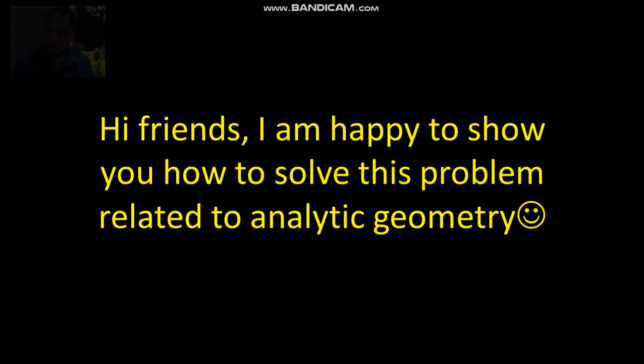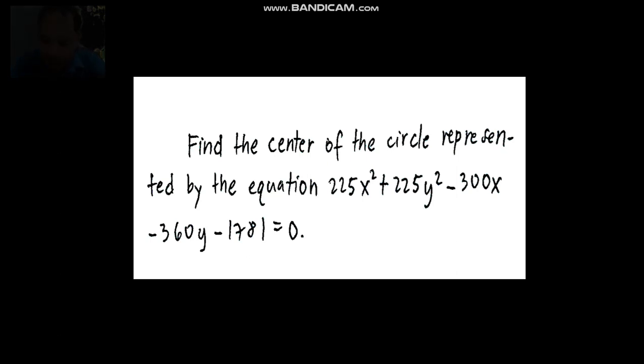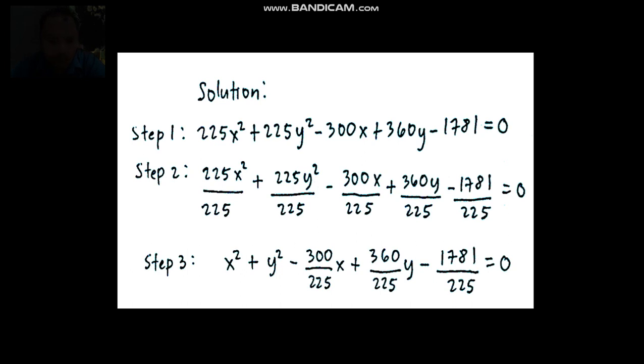Today I'm going to show you how to solve a problem related to analytic geometry. Okay, so this is our problem. Find the center of the circle represented by the equation 225x squared plus 225y squared minus 300x minus 360y minus 1781 equals 0. So this is my step-by-step solution.